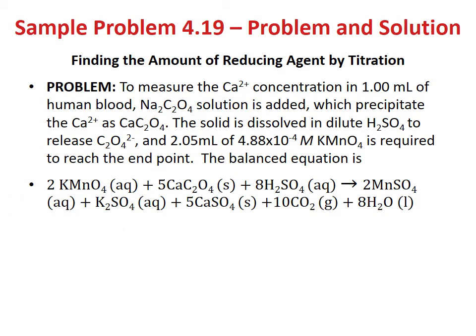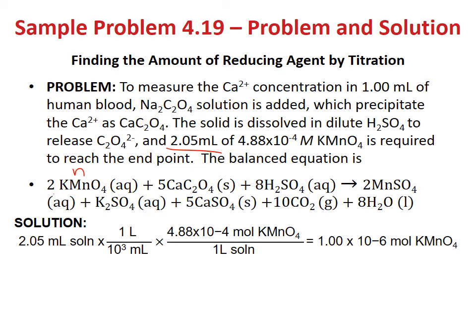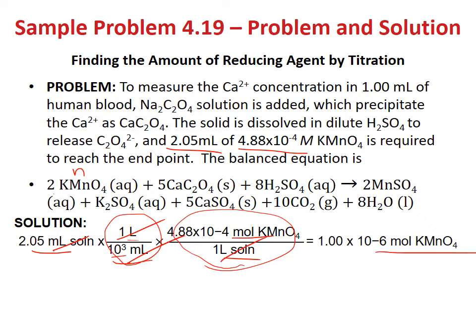First, we calculate the moles of potassium permanganate, and we start with the volume, which is 2.05 milliliter. We convert to liter using 1 liter equals 1000 milliliter. So milliliter cancels, giving you liter, the volume. And then we multiply by the molarity. Molarity is 4.88 times 10 to the minus 4 molarity, which means moles per liter. So volume cancels, giving you moles of potassium permanganate.